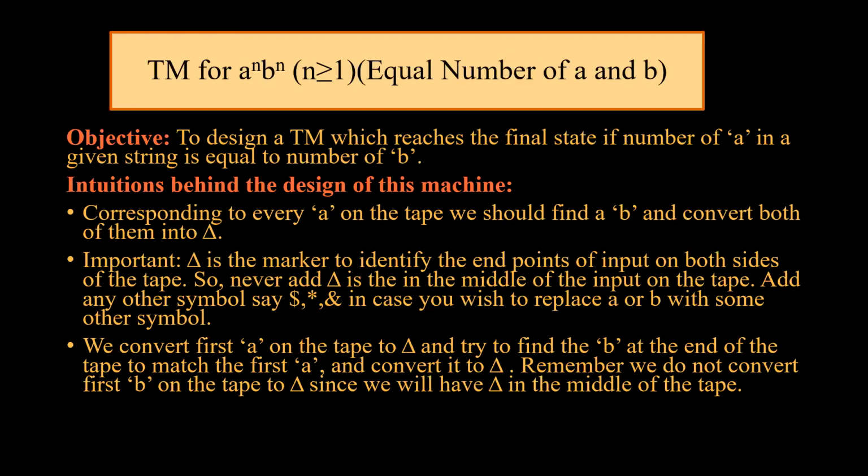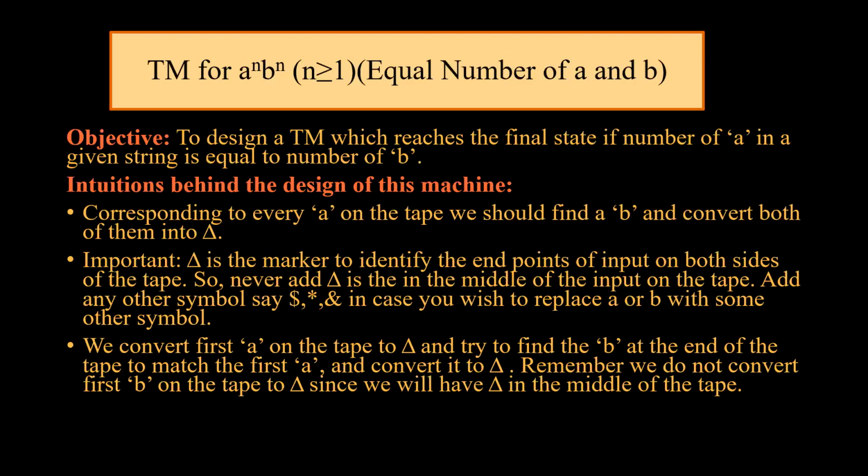Now we come to TM for A^N B^N. The objective is to design a Turing machine which reaches the final state if the number of A in a given string is equal to the number of B. How should we draw this machine? So that is, what are the intuitions behind the design of this machine. Corresponding to every input A on the tape, we should find a B and convert both of them to delta.